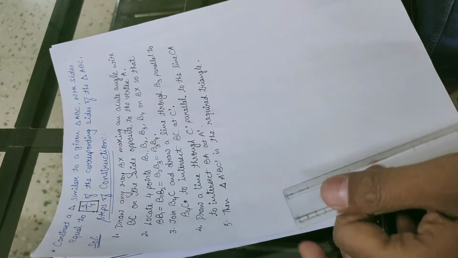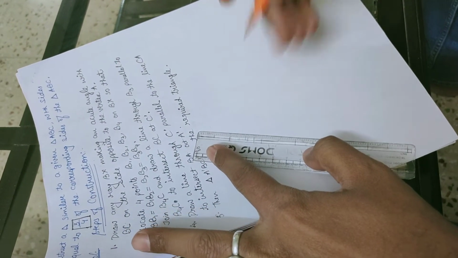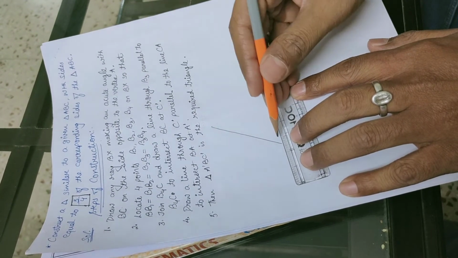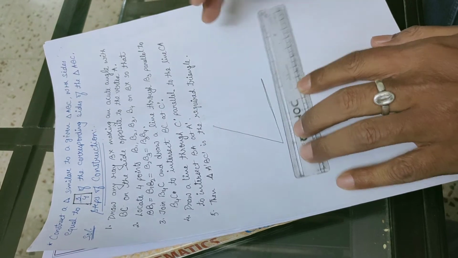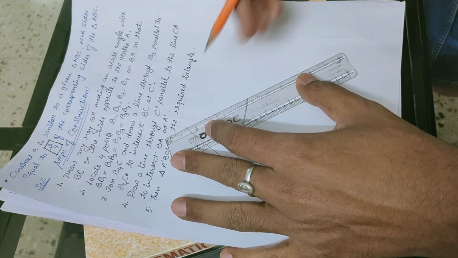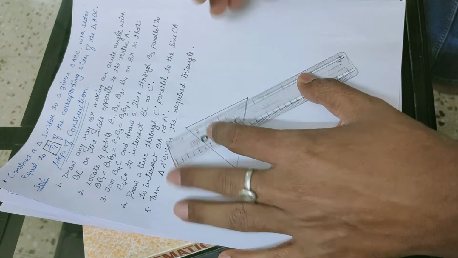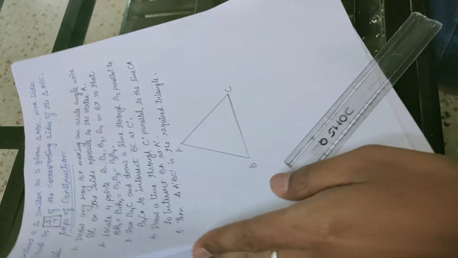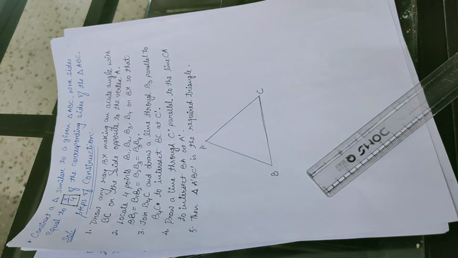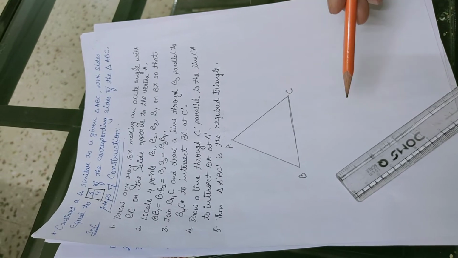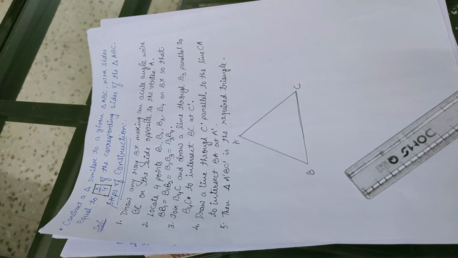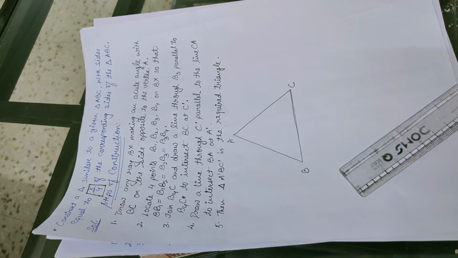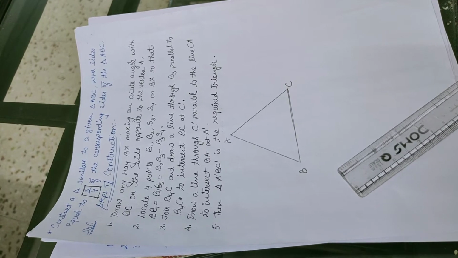Now, first a given triangle is there. Let's take any triangle. There's a given triangle, A, B, and C. Now, we have to draw a similar triangle to this given triangle whose sides are equal to 3/4 of the corresponding sides of the given triangle.